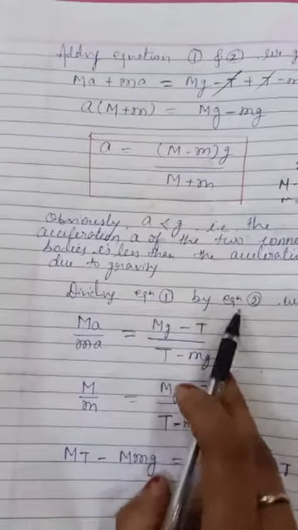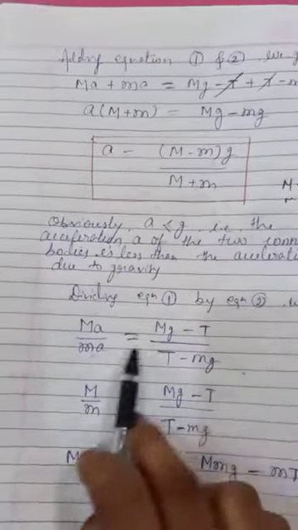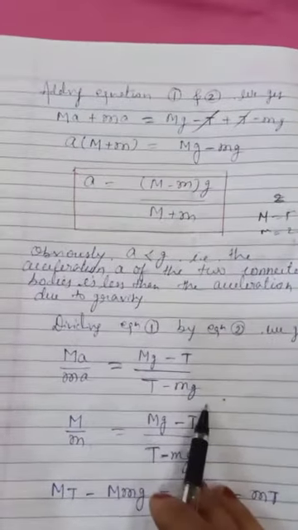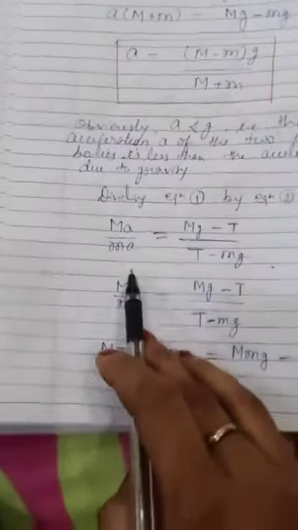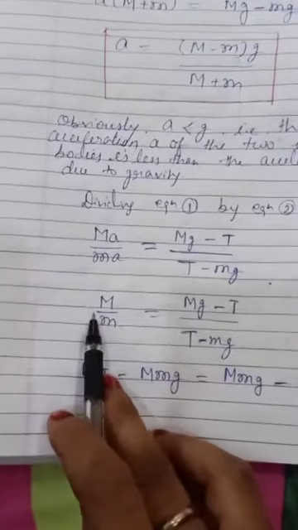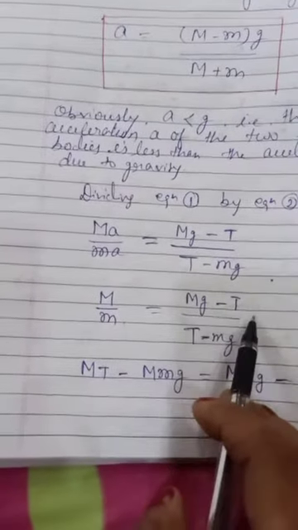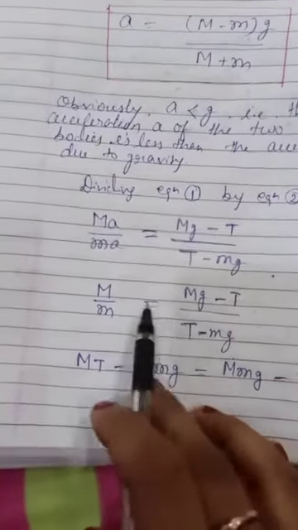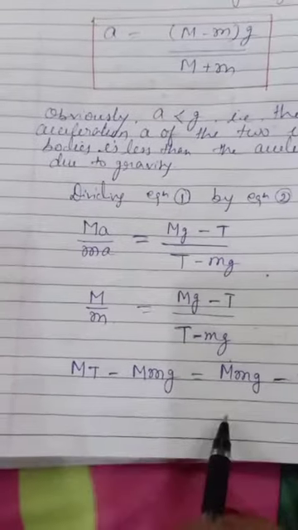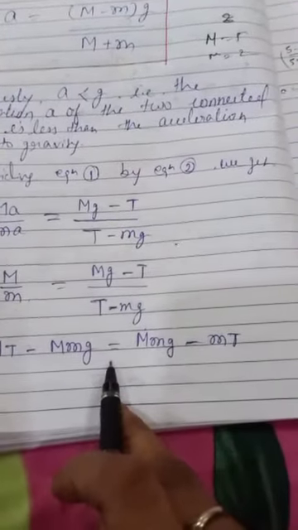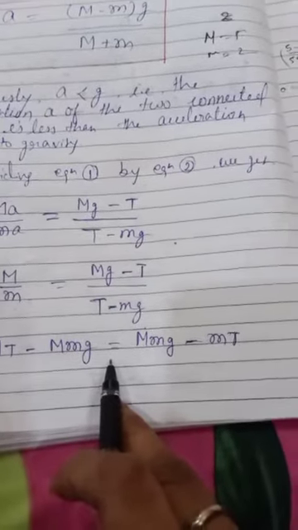When dividing equation 1 by equation 2, so capital ma upon small ma and mg minus T upon T minus mg. So here a to a cancel to each other. So we will get capital M upon small m इज इक्वल टू एम जी माइनस टी अपॉन टी माइनस एम जी. फिर हम क्रॉस मल्टीप्लाई करेंगे, ये आएगा. फिर यहाँ पे कुछ कैंसिल होगा, क्या कैंसिल होगा, कुछ भी कैंसिल नहीं हो रहा है.